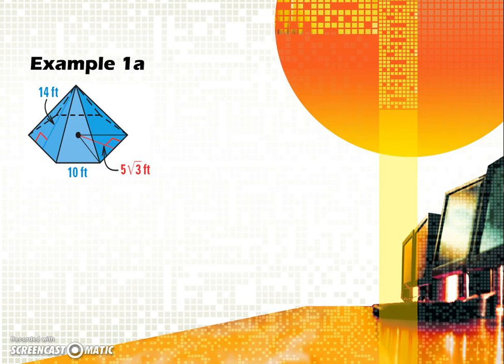The base here is a hexagon, so we're going to find the area of the hexagon. It's 1/2 a P. Each side length is 10. There are 6 sides, so the perimeter is 60. The apothem is 5 square root of 3. We multiply here and we get 259.8.